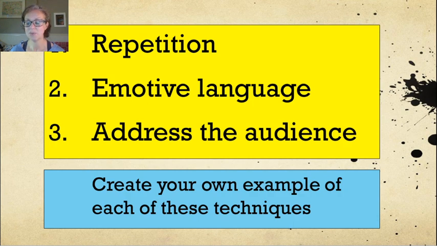So if you were to be writing a speech, what kind of things could you repeat? I just want you to create your own examples of some emotive language. Create your own examples of addressing the audience. I've said a few things, haven't I, about children suffering, or I'm here to speak to you today about something that we need to do. The pressure is on us.